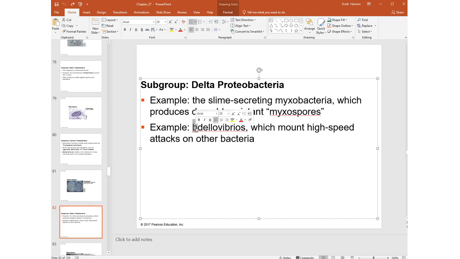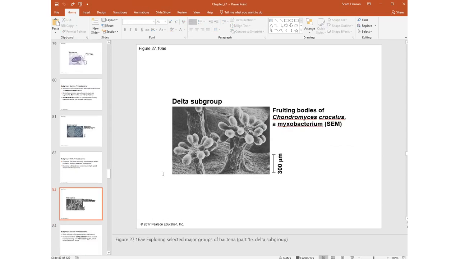The beginning B is actually silent. So the Delavibrios basically do high-speed attacks on other bacteria. And then here's some Chondromyces coractus, a type of myxobacterium. And this is done by scanning electron microscope.